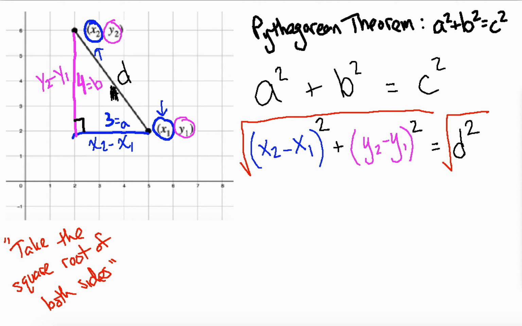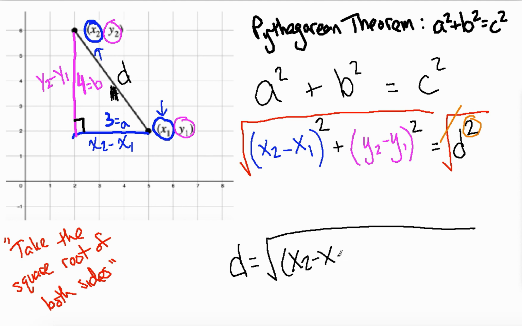What this actually does is cancel out this squared and this. So my final equation, my final distance formula, will look like this: d is equal to the square root of x2 minus x1 squared plus y2 minus y1 squared.